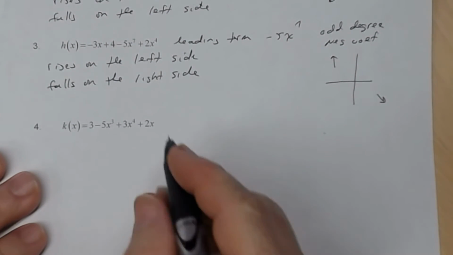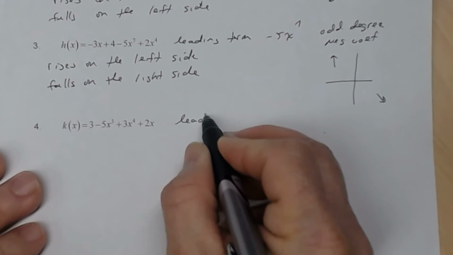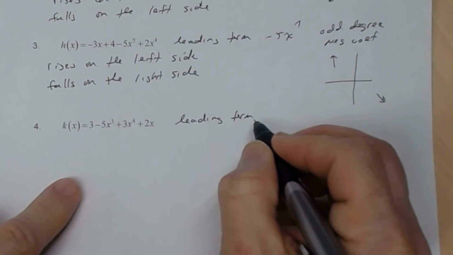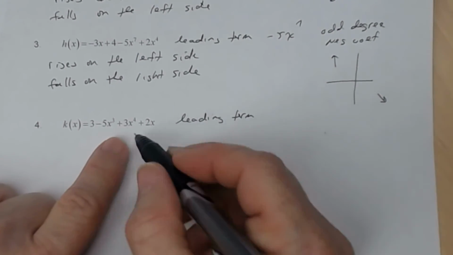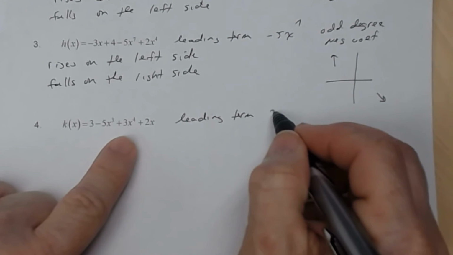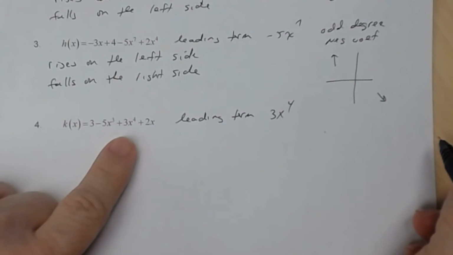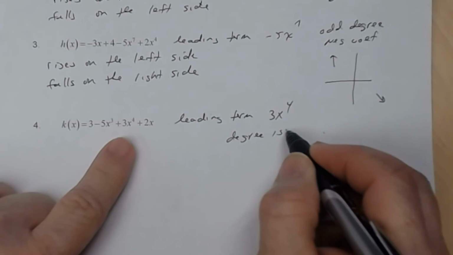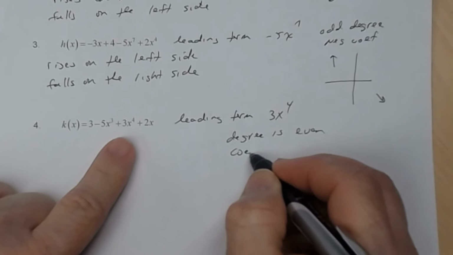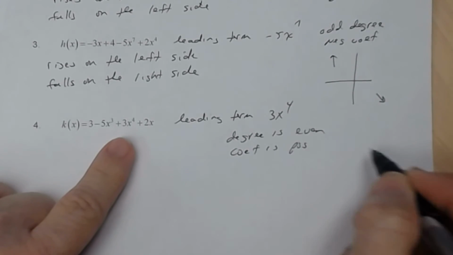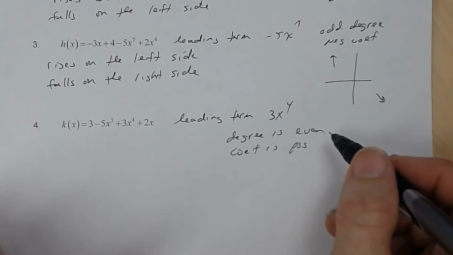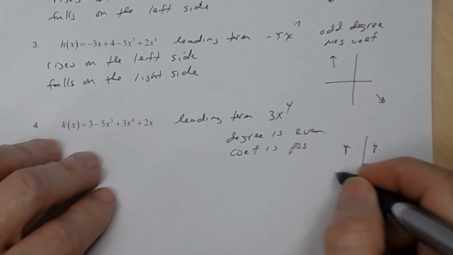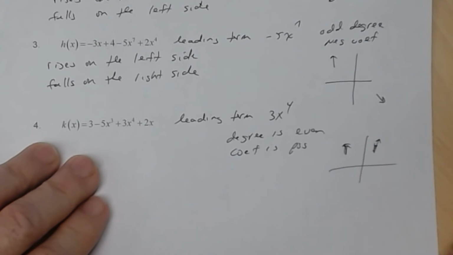We have this polynomial function. Let's talk about the leading term. Again, the leading term is not 3. The leading term is the term that has the larger degree. So that's 3x to the 4th. The degree is even and the coefficient is positive. As the degree is even, they're going to point in the same direction. Since it's positive, they'll be pointing up. Do something like this.